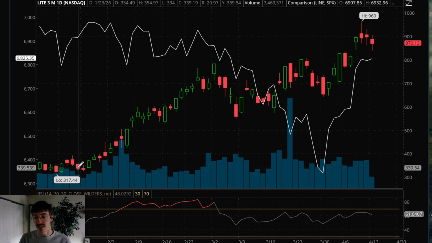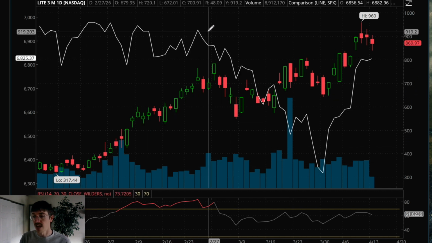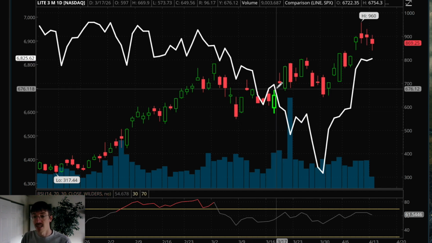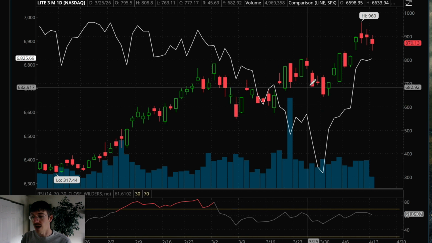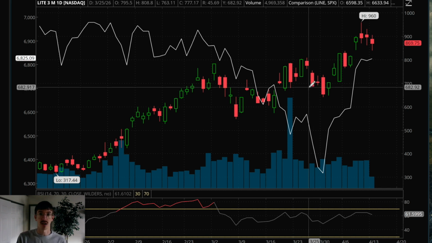We can see that LITE is a stock that has been in a very clear and strong uptrend. Even as the general market is pulling back and starting to sell off to the downside, LITE is still forming higher highs and higher lows. That is a great sign of relative strength in this stock, and that's why this is one of the strongest stocks in the market and continues to outperform.